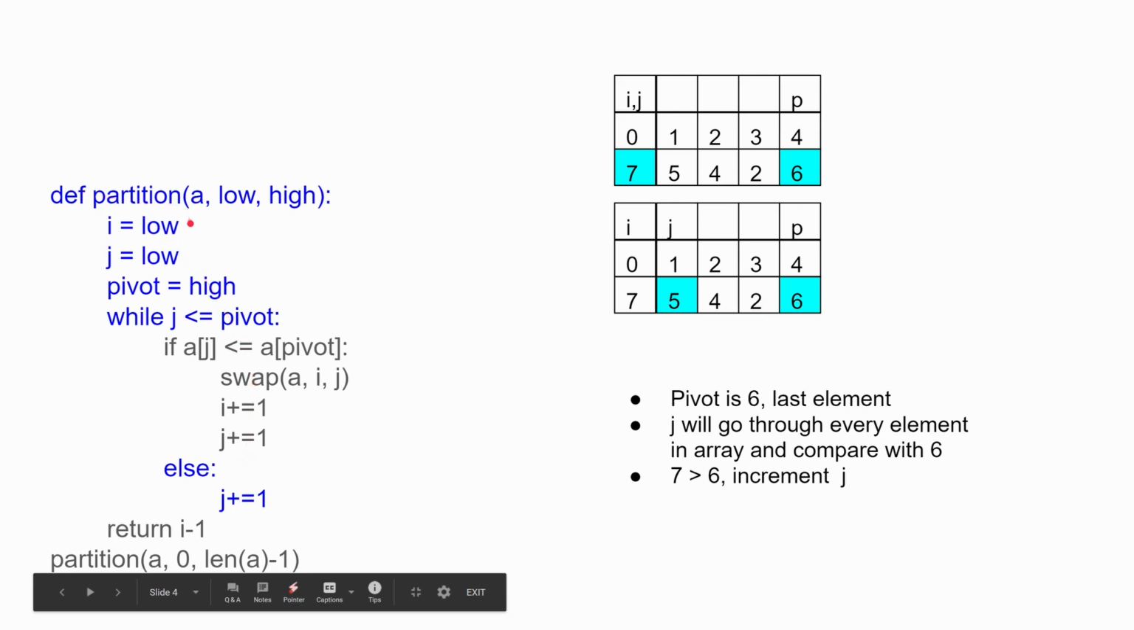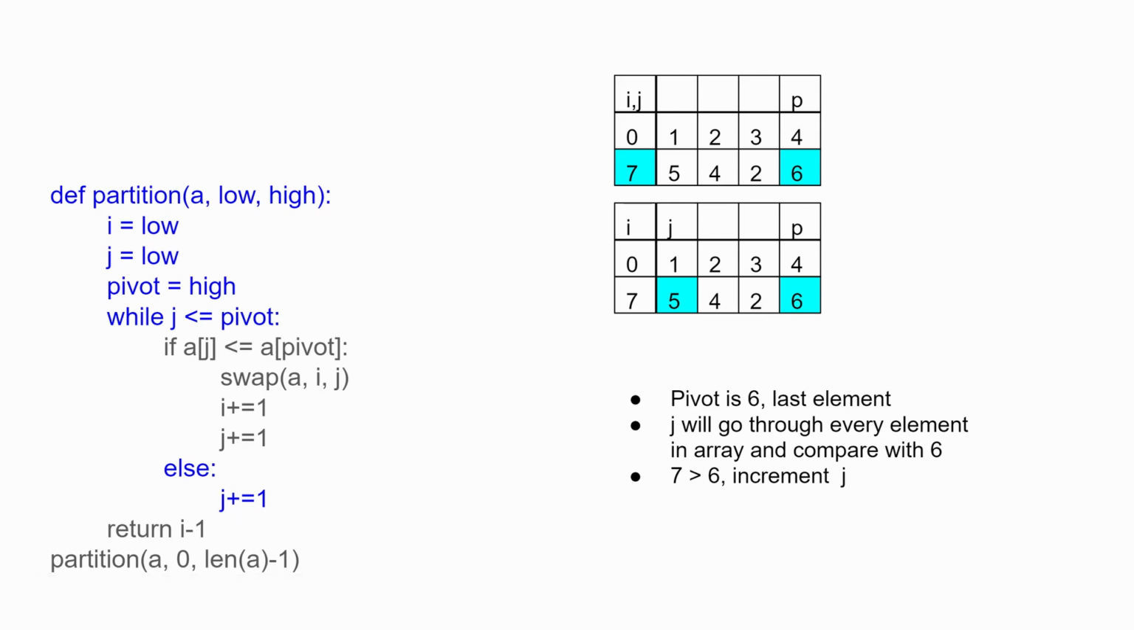Function partition takes the input of A, low, and high. Low being the beginning of the array and high being the end of the array. I and J both get low's value, and pivot gets high's value, the end of the array. Pivot is 6, the last element, and J will go to every element in the array and pair with 6. Since 7 is bigger than 6, it will increment J after going into the while loop.